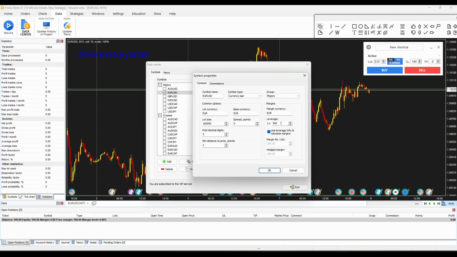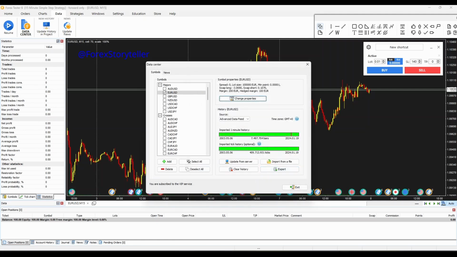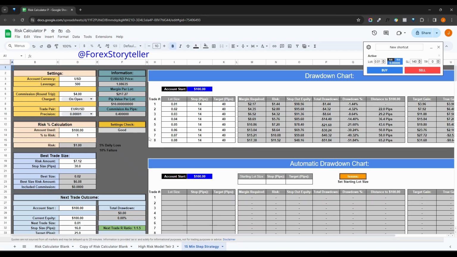On this one, I'm going to use 500 to 1 leverage. That's another thing set up for the challenge. I'm going to be checking this out with 50 to 1 leverage, but it's still pretty much going to work about the same. I've already set up our risk calculator.